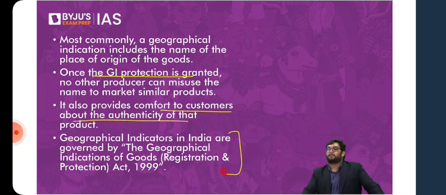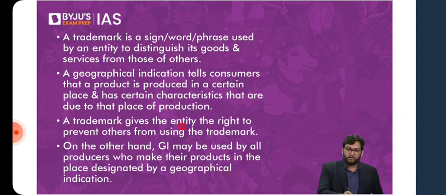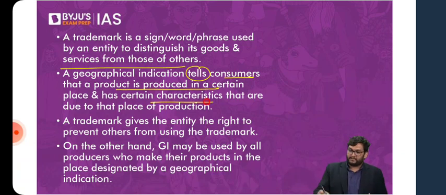Clear? A trademark, on the other hand, is a sign, word or phrase which gives a distinguishing concept to an entity. Geographical indication tells the customer that the product is from a certain place and that gives it a certain characteristic. A trademark gives an entity the right to prevent others from using the trademark. On the other hand, GI may be used by all producers of this region, and therefore that is a very important concept in that regard.